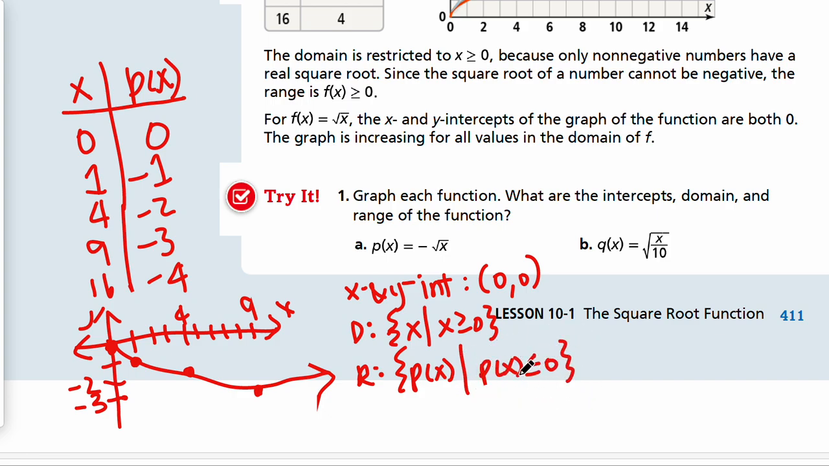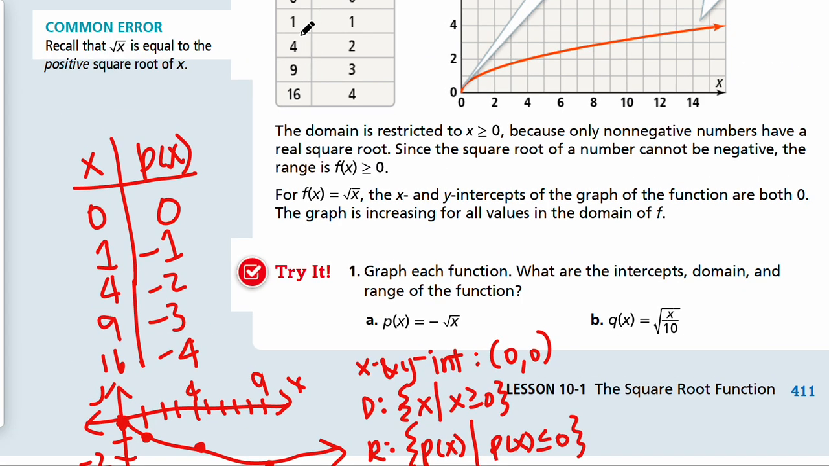Similar to this one, you plug in everything, and 0 divided by 10 is still 0. But then you have to divide everything, right? In order for the root to be a perfect square, you need to multiply your perfect squares by 10. So 1 divided by 10 is 1 over 10, like 0.1, and the square root of that is not a whole number. So your next whole number x, if you want a whole number output, is 10.